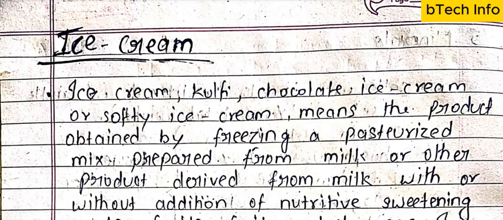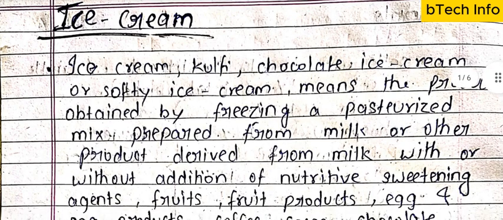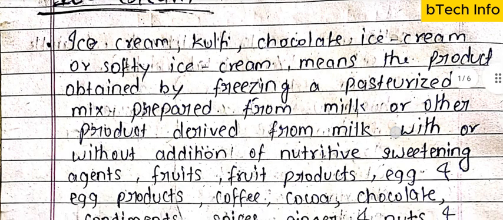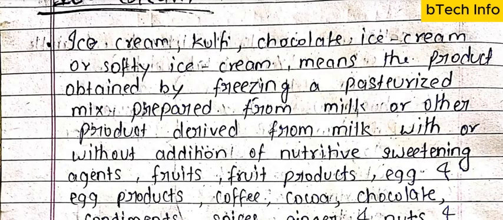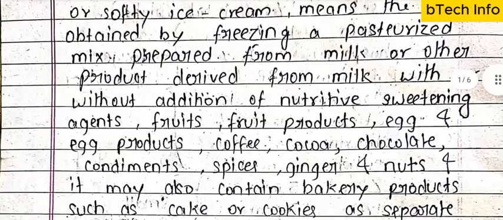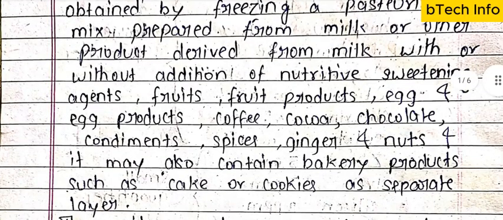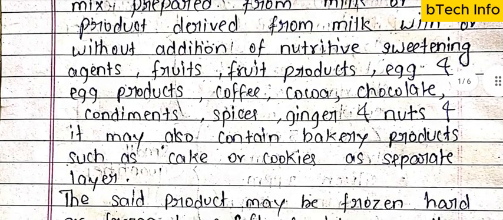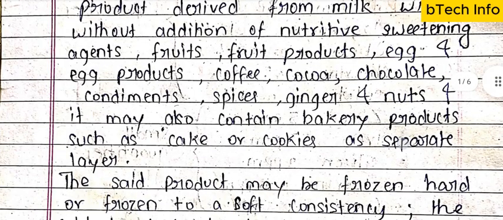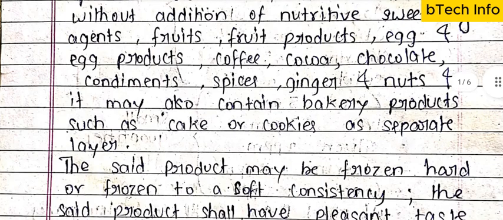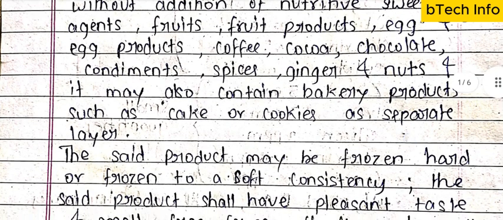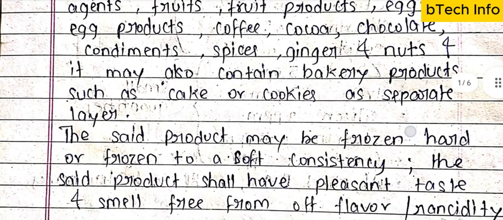So, let's start with the definition of ice cream. Ice cream or kulfi or chocolate ice cream or softy ice cream means the product obtained by freezing a pasteurized mix prepared from milk or other product derived from milk with or without addition of nutritive sweetening agents, fruits, fruit products, egg and egg product, coffee, cocoa, chocolate, condiments, spices, ginger and nuts, and it may also contain bakery products as a separate layer, right?